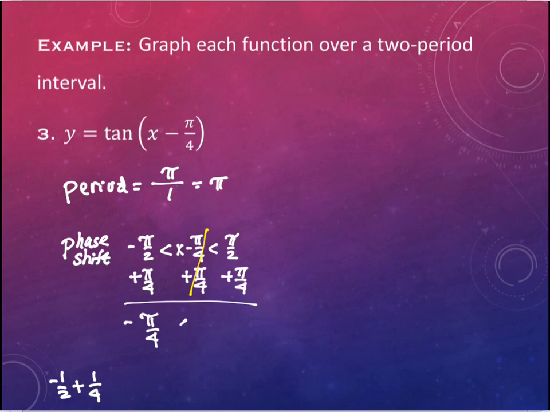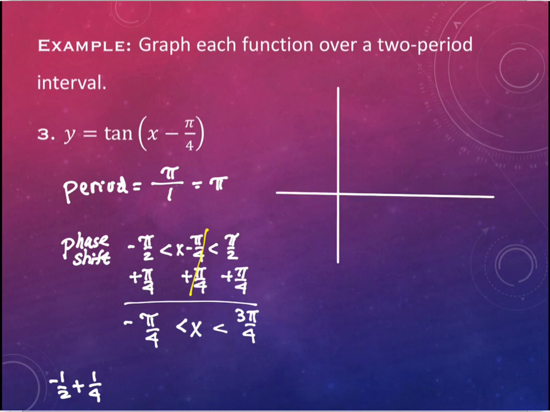In the middle, I have an x. And then on the right, I have pi over 2 plus pi over 4. So what is 1/2 plus 1/4? 3/4. This is 3 pi over 4. Now, that's not very friendly. It isn't, because it's no longer equally distributed around the origin. It's going to make our graph a little bit messier looking, but we can handle it. So we're going to go from negative pi over 4 all the way to 3 pi over 4. So it's going to look unbalanced.